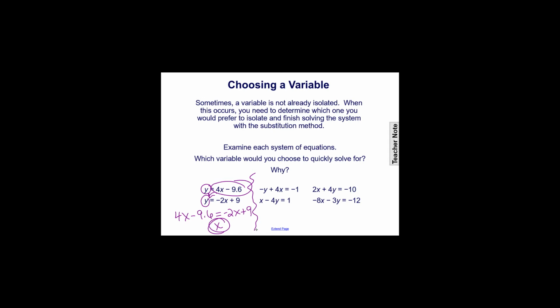Think about the coefficients, think about the constants if there are any, think about the steps you would have to take to isolate that variable. And you should come to the conclusion that in the second equation, the variable x has a coefficient of 1. So you can quickly solve for the variable x to get that x equals 4y plus 1, and then you can substitute that value for x into the other equation to quickly solve for y.